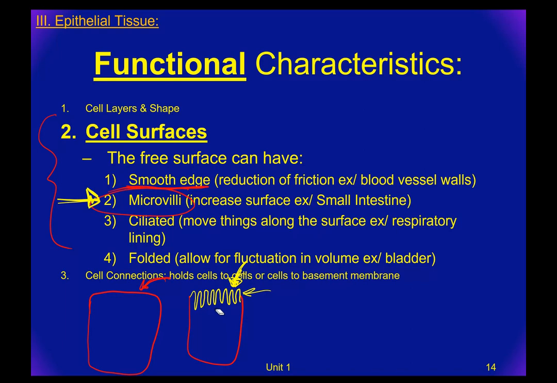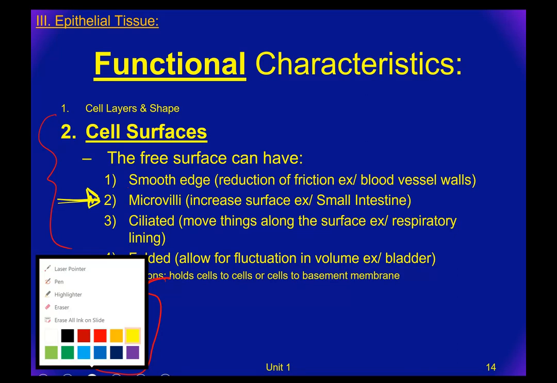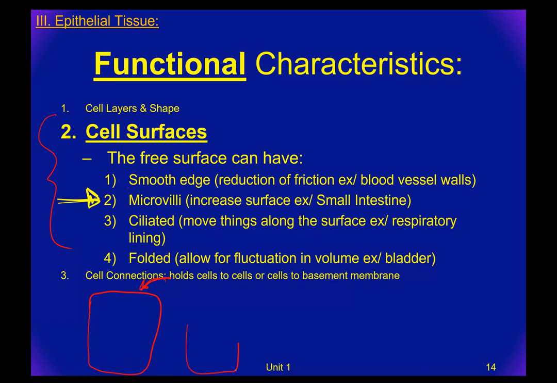Okay, now ciliated cells. Ciliated is different than microvilli. So again, let's draw a cell. So here's my cell. Ciliated means that I've got these little hairs sticking out on top of my cell. They're not microvilli. They are not about extending surface area and giving me more surface. They're actually about moving things along the surface of my cells. Okay.